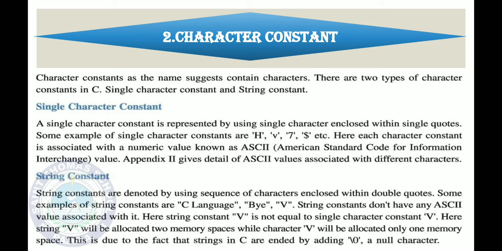Okay, because one is the character constant and one is the string constant. So when the string constant is there, minimum it will allocate 2 memory spaces. Why? Because every string in the C language is ended by adding \0 in single quotation marks, and that is the null character.